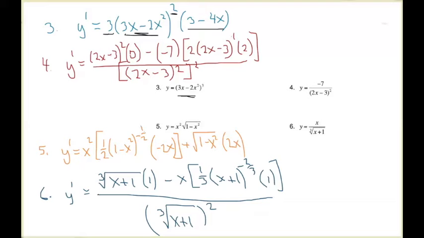Number 4 is a quotient rule. Bottom times the derivative of the top, which you wouldn't necessarily have to write, since the top is a constant, we've got a 0 there. The derivative of -7 is 0. So bottom times the derivative of the top looks good. Minus the top, notice we got minus a -7, times the derivative of the bottom.